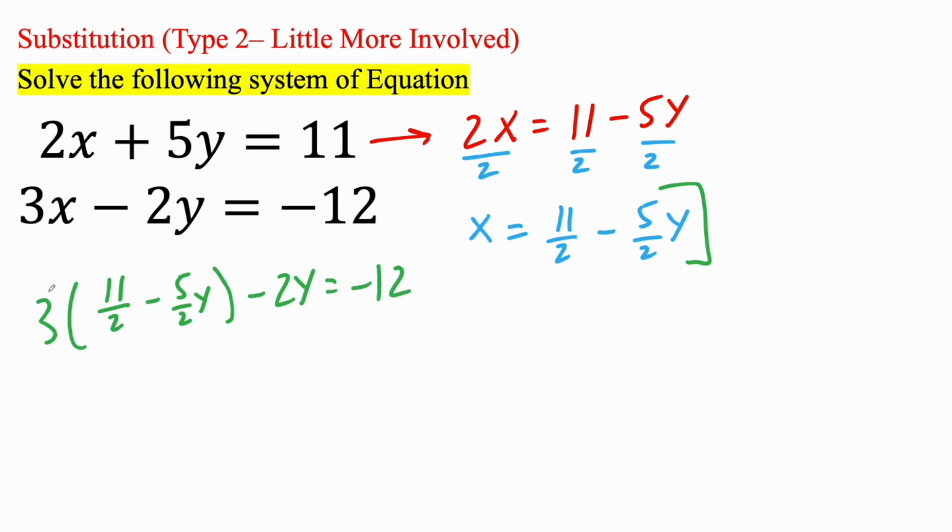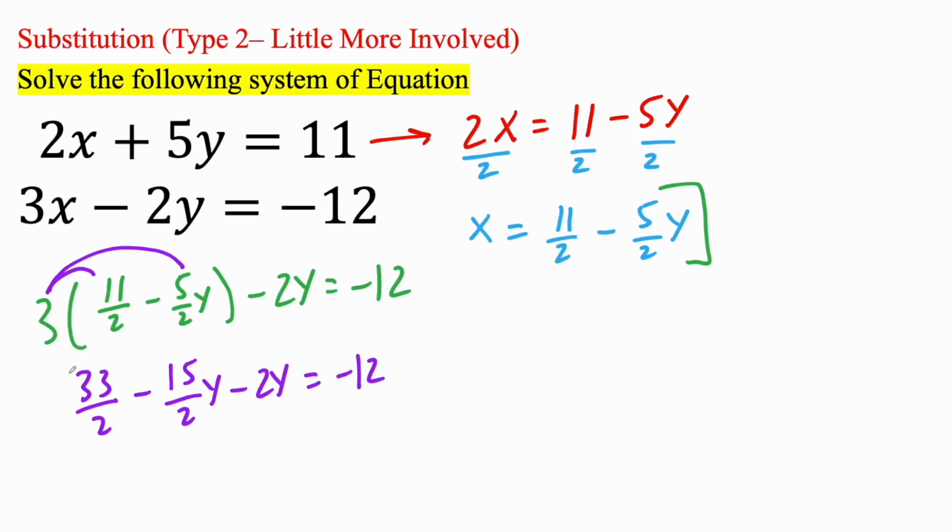Now we're going to use the distributive property. We'll do 3 times 11 and 3 times negative 5. So 3 times 11 will give us 33 divided by 2 because we have a fraction. Likewise, 3 times negative 5 will give us negative 15 divided by 2, and we'll keep our y. This is minus 2y. It stays the same because there's no parentheses, is equal to negative 12.